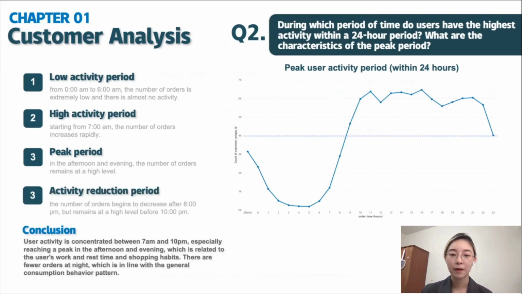Most orders happen between 7 a.m. and 10 p.m. This means most users are active during the day and evening, with peak time in the afternoon and evening. Few orders happen late at night, which matches common shopping habits.